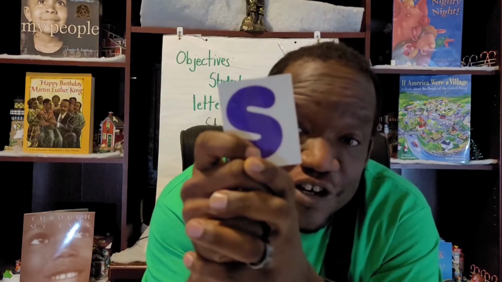Here we go. And what letter is this? This is the letter S. Everybody say S. It makes the sss sound. A word that starts with S: sizzling. Yes, when you cook on the stove, the bacon is sizzling on the stove in the grease. S.